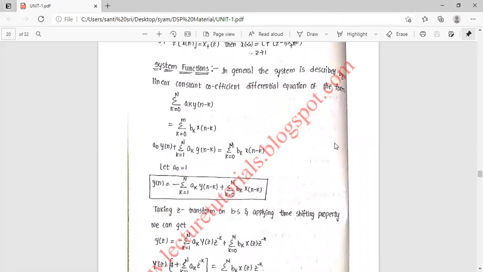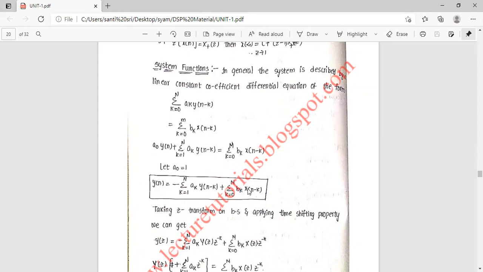The linear constant coefficient difference equation is in the form of sigma k equal to 0 to N a k into y of n minus k is equal to sigma k equal to 0 to M b k into x of n minus k. Writing a naught into y of n for k equal to 0, and k equal to 1 to N separately, taking a naught as 1, it is y of n plus sigma k equal to 1 to N a k into y of n minus k, so that we can extract the value of y of n.